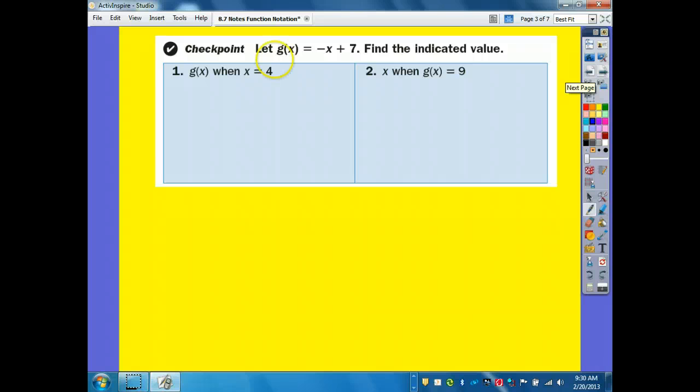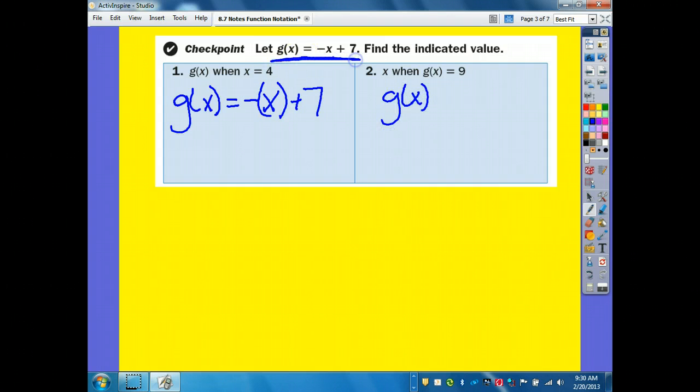Instead of f of x, we're using g of x equals a negative x. I like to use the parentheses, remember, plus 7. Again, we're using the same equation in both problems: g of x equals a negative x plus 7. Now in this first one, solve g of x when x equals 4. Where do I put the 4 in? Do I put it in the left side, or the right side?